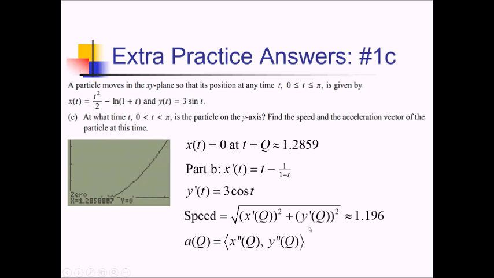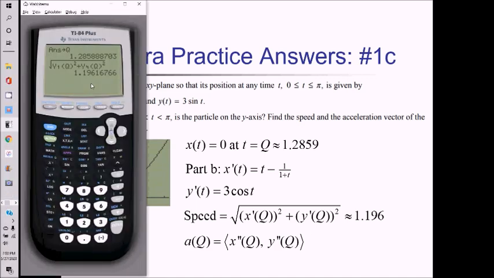So let me go in the calculator and work this magic. We'll start with x double prime of q. So I basically need to take the derivative of x prime at q. So I'll do math 8. That brings up my derivative. I'm doing dx.